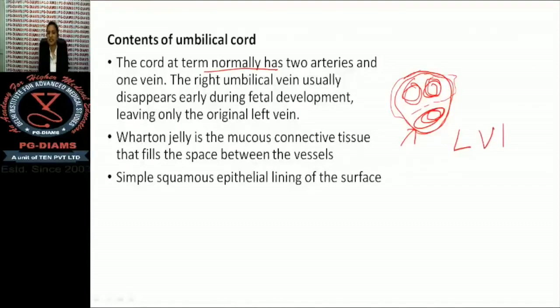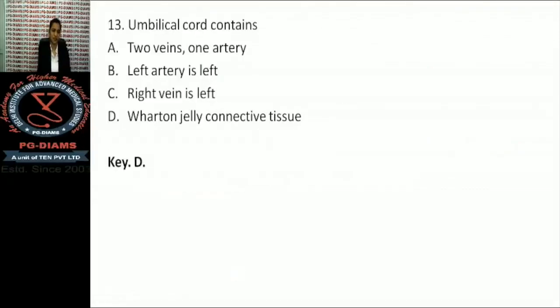Left vein is left. This is the mnemonic we used to remember which vein is left. Wharton's jelly is the mucous connective tissue or mucoid connective tissue which is present, and then there is a simple squamous epithelial lining. So your options say umbilical cord contains two veins, it contains two arteries. Left artery is left, actually left vein is left. And then Wharton's jelly, C, is also incorrect. The answer here is definitely D.